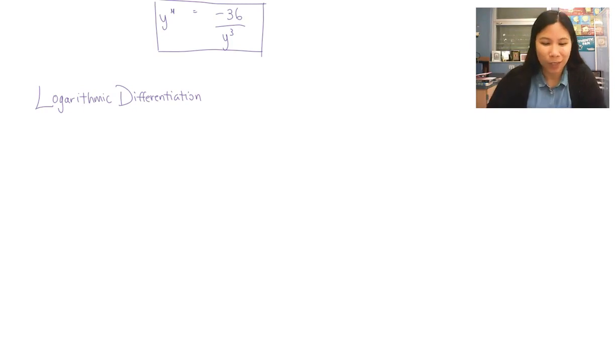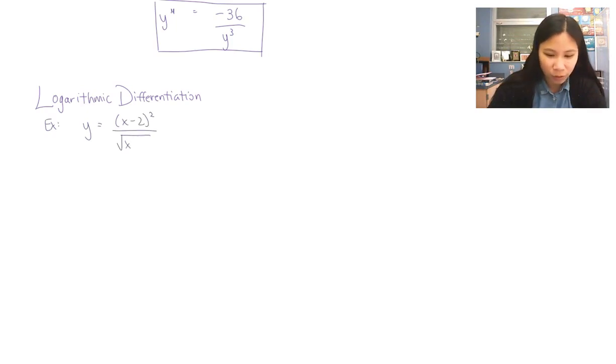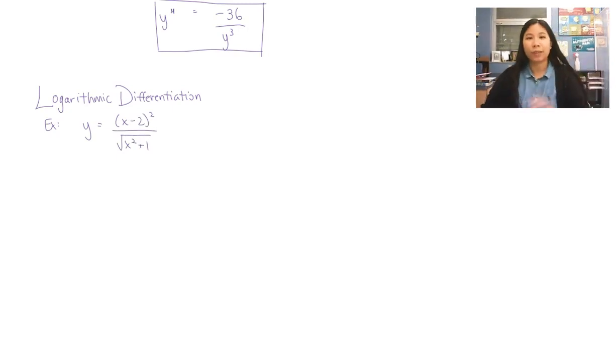So that's the goal. Let's say we start off with the equation y equals x minus 2 squared over the square root of x squared plus 1. So if we were to do this using regular derivatives, we'd have quotient rule involved, we have stuff inside parentheses, so chain rule is involved. It's just not the funnest. So with logarithmic differentiation, what we're basically doing is adding a log on both sides, specifically a natural log.